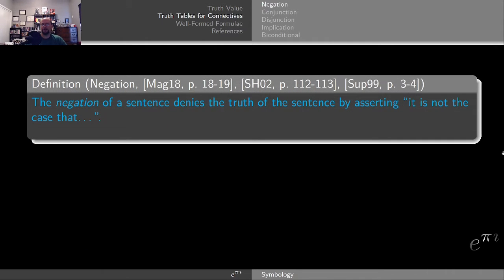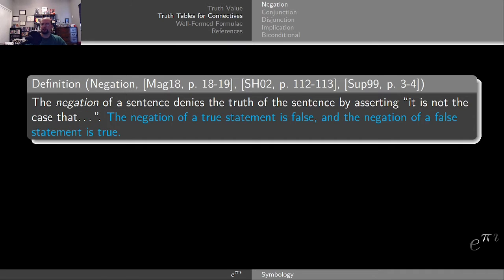So let's return back to the sentential connectives. We'll start with the negation. The negation of a sentence denies the truth of that sentence by asserting it is not the case that whatever that sentence was. The negation of a true statement is false, and the negation of a false statement is true. In terms of symbols, here's the notation we'll be using. So if P is the original sentence, this little hook symbol stands for a negation. So negation of P would be written in this way.